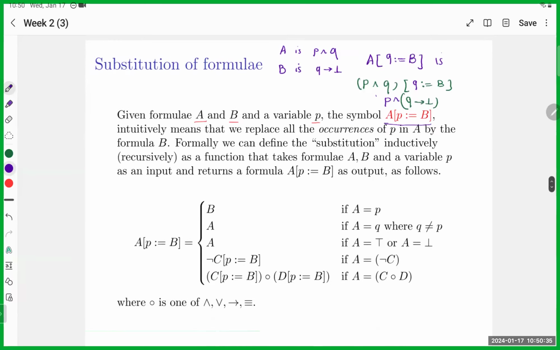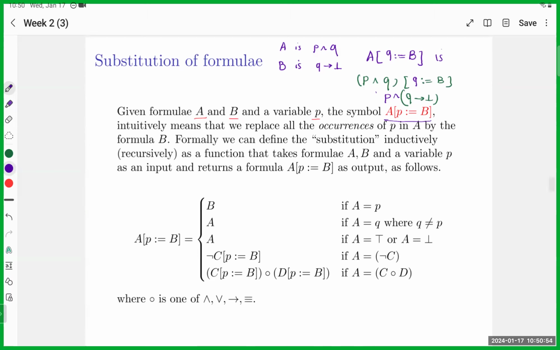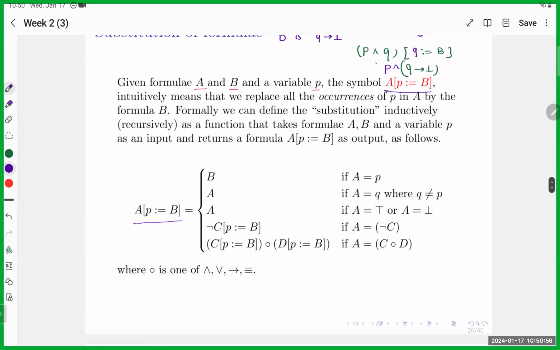Now, this is not a good definition, what I just told you. It's not even a definition, just saying substitute. How do you define this precisely? Everything in logic or mathematics needs to be defined precisely. You define the notion of substitution as usual by recursion. So let's recursively define this formula, the substitution of P with B in A.